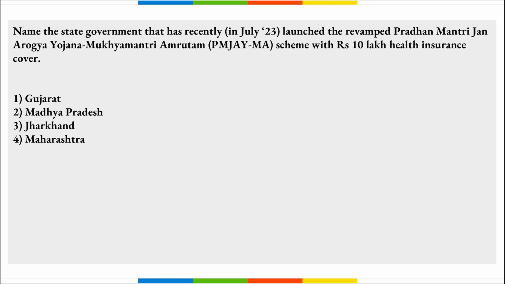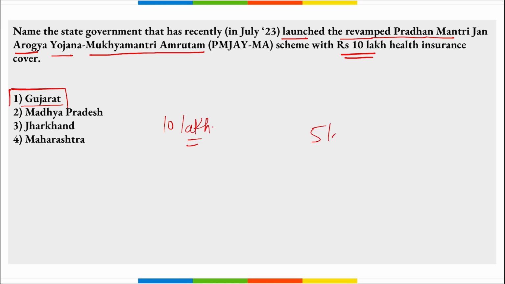Next, name the state that has recently launched the revamped Pradhan Mantri Jan Arogya Yojana Mukhyamantri Amrutam scheme with a 10 lakh rupees health insurance cover. So this scheme for providing health insurance to the people of the state was launched by Gujarat. Correct? And it is the Pradhan Mantri Jan Arogya Yojana Mukhyamantri Amrutam scheme, under which people can avail free medical treatment of up to 10 lakh rupees, and earlier the limit was 5 lakh rupees, and now the limit has been increased 2 times to 10 lakh rupees.